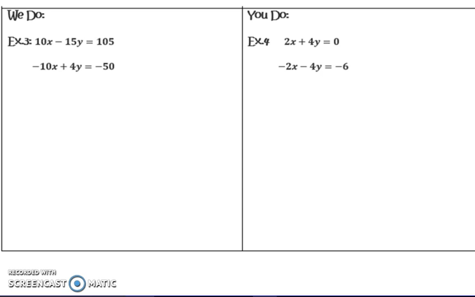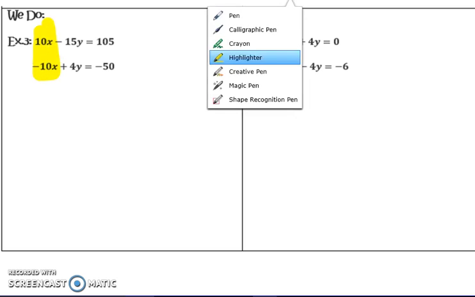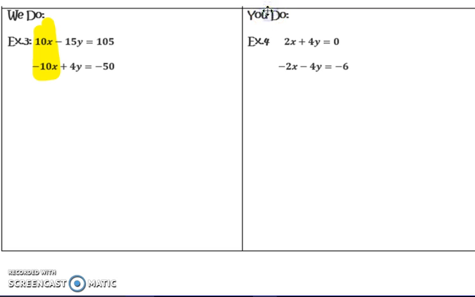Now, if we look at example 3, both my equations are in standard form. Well, if I look at my x's, I have 10x and I have negative 10x. Those are opposites of each other, so those are actually going to be what cancels this time. I can't cancel my y's, so now I'm going to take negative 15 plus 4y, and I'm going to get negative 11y. I'm going to take 105 minus 50 and get 55.